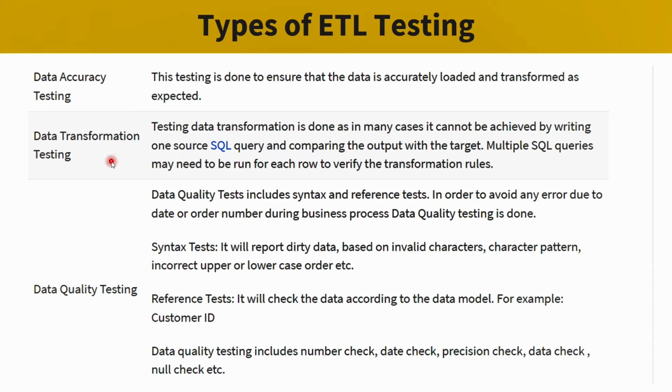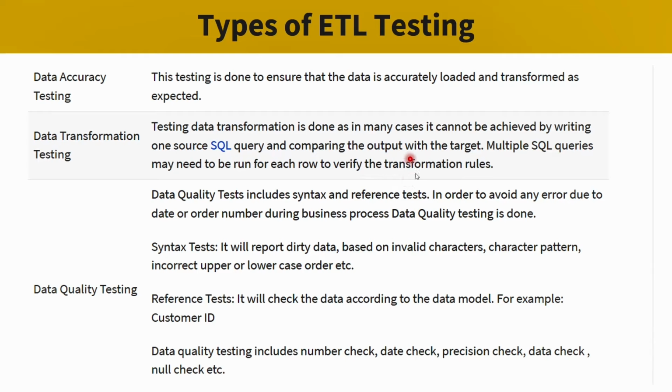The second type of testing for ETL is data transformation testing. What does this mean? Testing the data transformation is done because in many cases it cannot be achieved by writing one source SQL query and comparing the output with the target. In this type of testing, we need to apply multiple SQL queries and we may need to run them for each row, and our goal must be to verify the transformation rules.